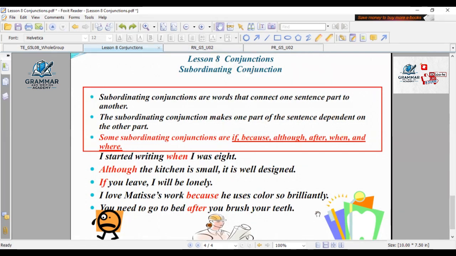Subordinating conjunctions are words that connect one sentence part to another. The subordinating conjunction makes one part of the sentence dependent on the other part. Some subordinating conjunctions are if, because, also, after, when, and where. Thank you so much, dear Jawad. I'll move to another one to give him a chance.